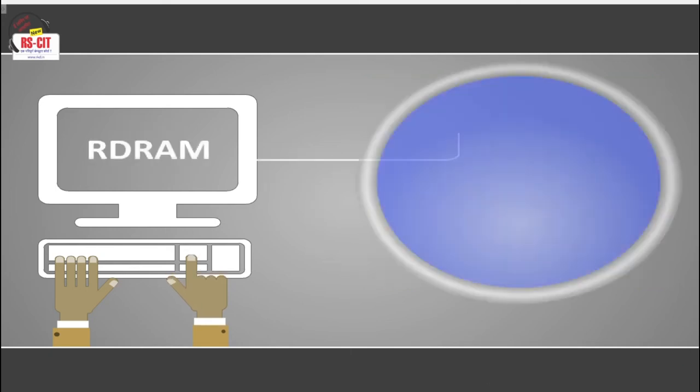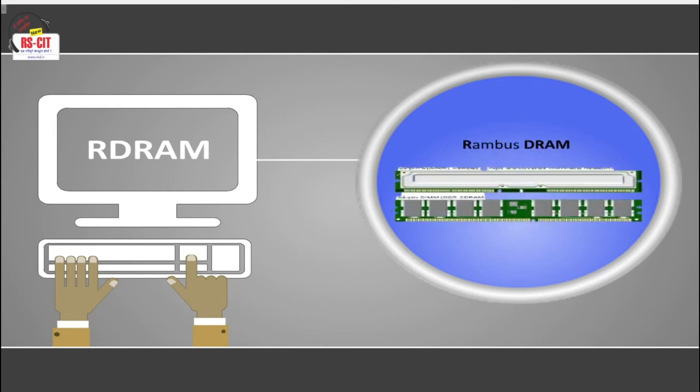RDRAM, that is Rambus DRAM, a dynamic RAM chip technology from Rambus Inc., Los Altos, CA. Rambus licensed its memory designs to semiconductor companies, which manufactured the chips. Starting in the mid-1990s, RDRAM was used in video games and Windows PCs and competed with DDR SDRAM.